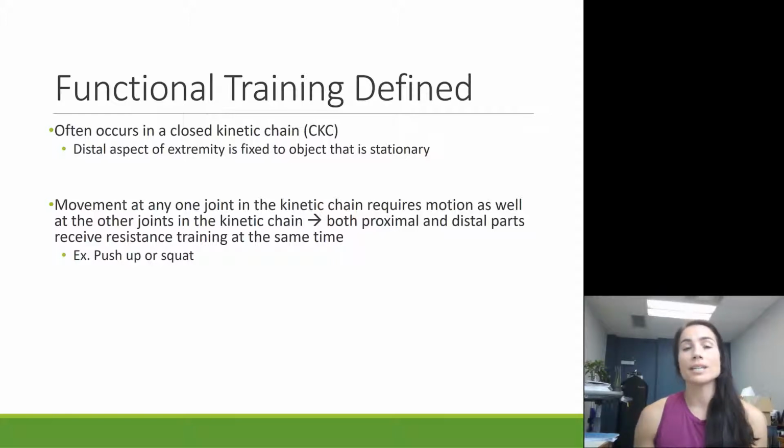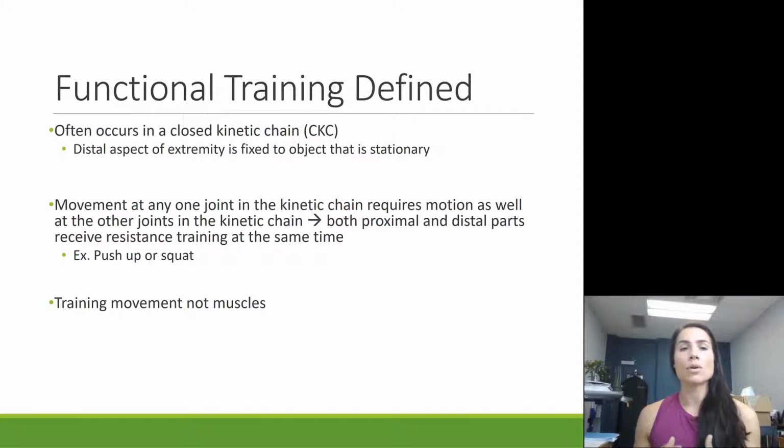If you're doing an open kinetic chain exercise, again, let's use the leg extension, okay? The only joint that's really moving during a leg extension is the knee. And so as a result of that, you're going to utilize less musculature, okay? So again, I have some examples here. Push-ups and squats are good multi-joint exercises that are also closed kinetic chain exercises.